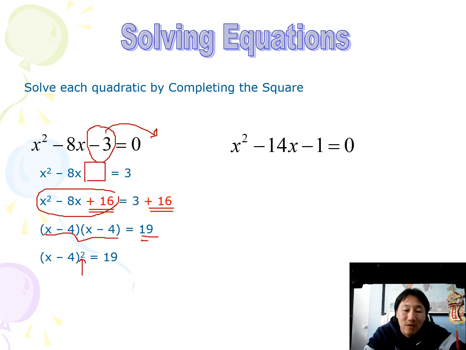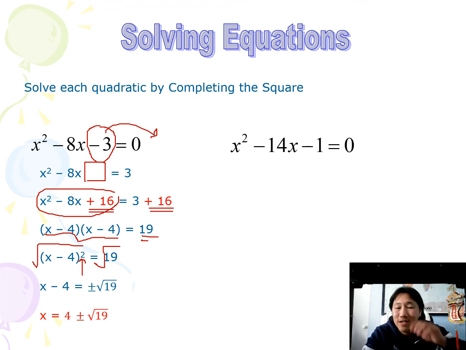To solve it now, you just square root both sides. Remember, when you square root both sides, you have to remember the plus or minus. And then the square root of 19 isn't perfect, so we just leave it as a square root. One last step, add 4 to the other side. And that's our final answer. X equals 4 plus or minus square root of 19. I know that doesn't look like a nice clean answer, but that is the official answer for the completing the square method.